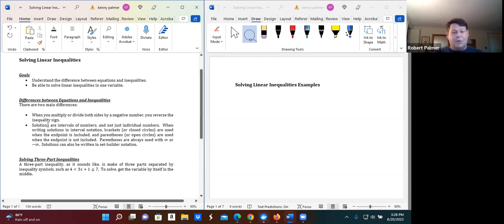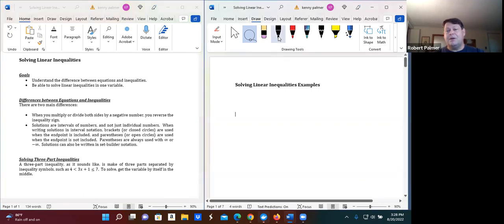So when writing solutions in interval notation, brackets or closed circles are used when the endpoint is included, and parentheses or open circles when the endpoint is not included. Parentheses are always used with infinity or negative infinity. We'll discuss these. Also, solutions can be written in what's called set builder notation, which we're not really going to look at right now. So let's first off look at some examples. First, let's understand the difference between, as I said, an equation and an inequality.